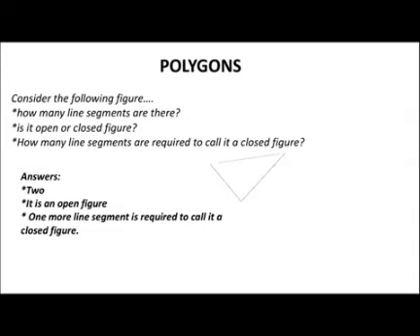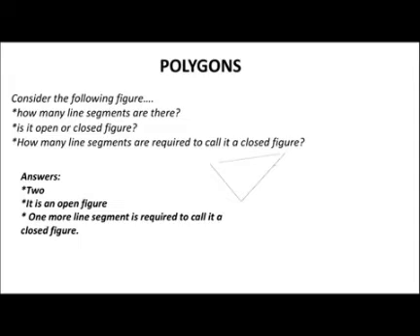Now, can you see the figure and name it? We name it a closed figure because it contains three line segments, 2 plus 1, 3. Now it's a closed figure. Such plain figures, which are closed with at least 3 line segments, are called polygons. So what is a polygon?